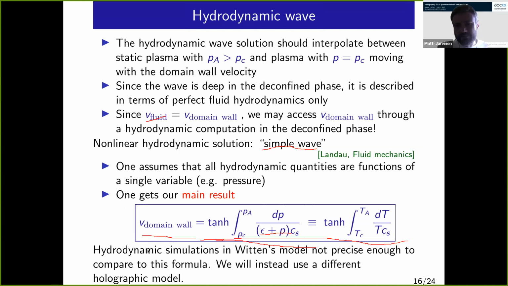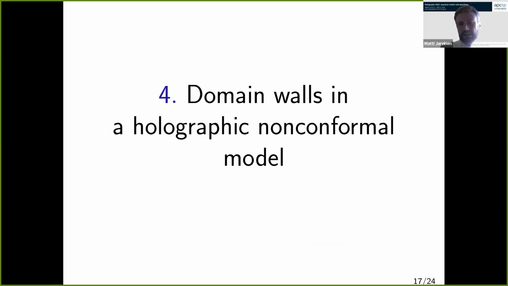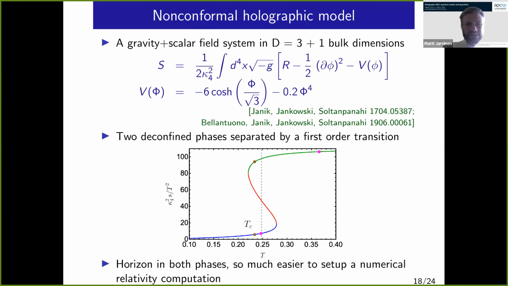And well, now we would like to compare the predictions of the formula to Witten's model, but it turns out that these simulation results are not precise enough to do a detailed comparison. So instead, we will use a different holographic model. So this will be this holographic non-conformal model. And this is defined in the bulk by a gravity plus scalar system, which has 3+1 bulk dimensions. So it's dual to a 2+1 dimensional field theory at the boundary.